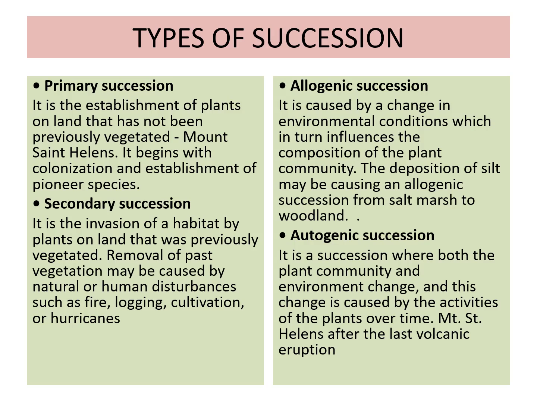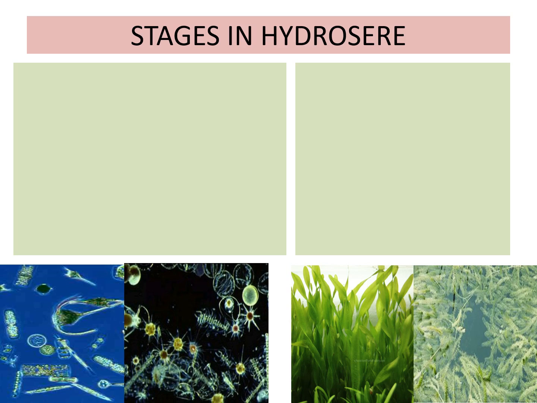Autogenic is a succession where both the plant community and environment change, and this change is caused by the activity of plants over time. For example, Mount St. Helens after the last volcanic eruption.